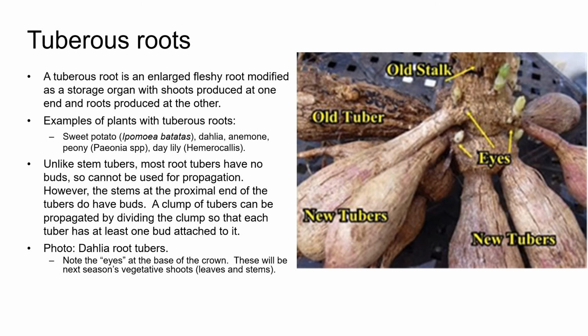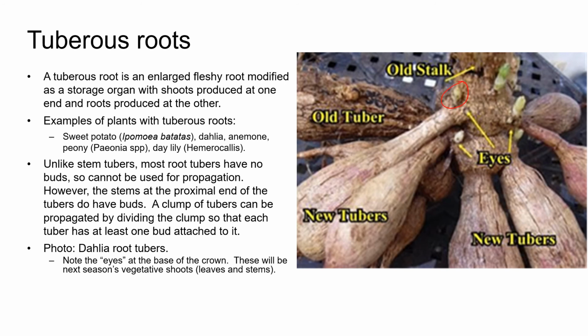Unlike stem tubers, most root tubers have no buds, so they can't be used on their own for propagation. However, the stems at the proximal end of the tubers do have buds, and a clump of root tubers can be propagated by dividing the clump so that each tuber has at least one bud attached to it.